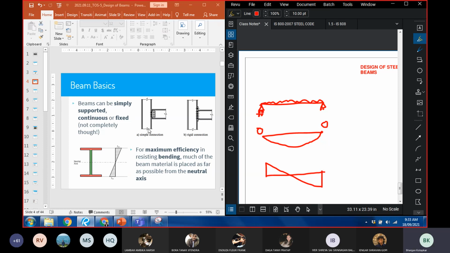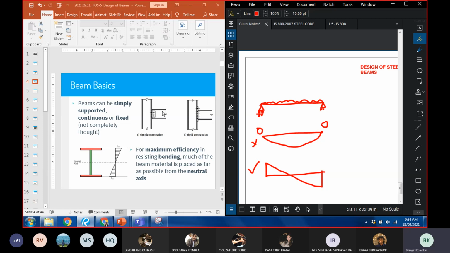Now let us look at a simple connection. Since there is no bending moment, there's only shear force. And we have established that the majority of the bending stresses are carried by the top flange and the bottom flange, and the majority of the shear stresses are carried by the web. So if it's a simple connection, it's sufficient to connect the web of the section to the column. And that is what a simple connection is.